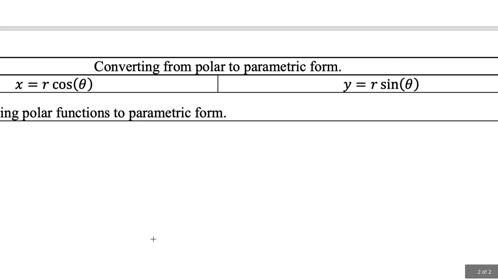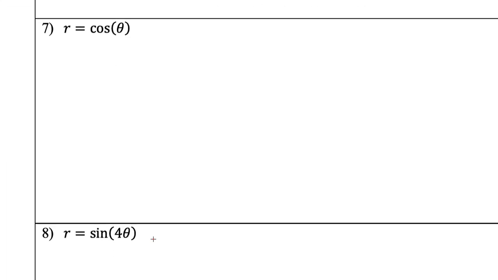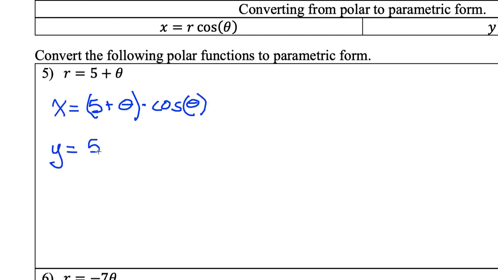Now we need to convert from polar to parametric, and there's our review. We have 4 problems to do. They're all pretty straightforward, though. So I just say x is equal to, copy down this thing. So x is equal to 5 plus theta, that's been copied down, and then times cosine of theta. That's half of the battle. Here's the other half of the battle. Y is equal to 5 plus theta times sine of theta. Done.